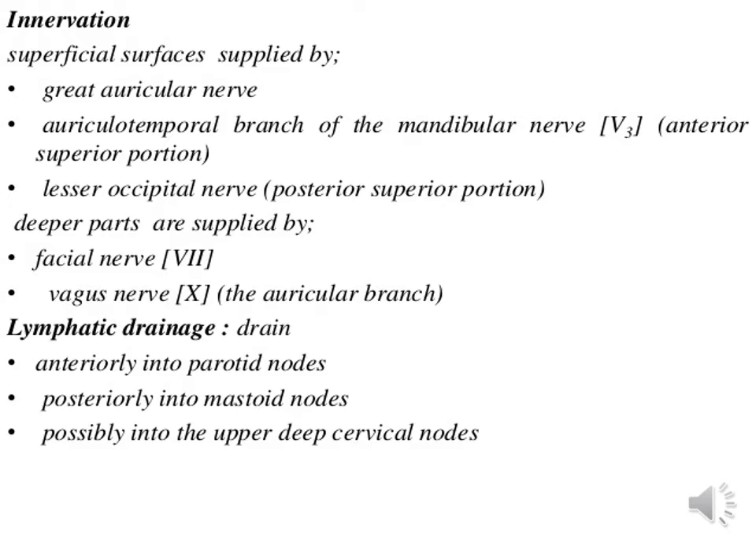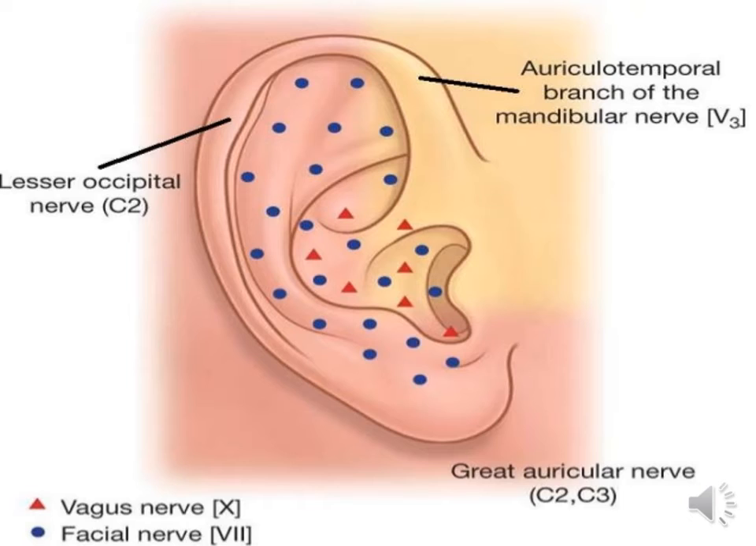The lymphatic drainage. The lymph of the auricle drains through three lymph vessels: anteriorly into the parotid nodes, posteriorly into the mastoid node, and possibly directly into the upper deep cervical node.